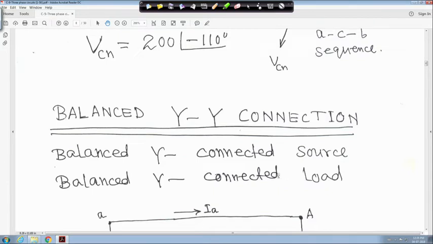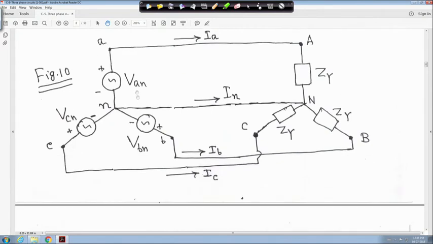Now, balanced star-star connection: balanced star connected source and balanced star connected load. When the source is balanced, I mean we will do balanced only throughout this course. If anything is unbalanced, I will tell you. So suppose this is my star connected source and this is my star connected load, right. Here also neutral is there, these two are connected, no other elements are connected here, and the current to the neutral is IN, right. And this is your VAN, VBN and VCN, everything is given, and this is ZY, ZY, ZY.